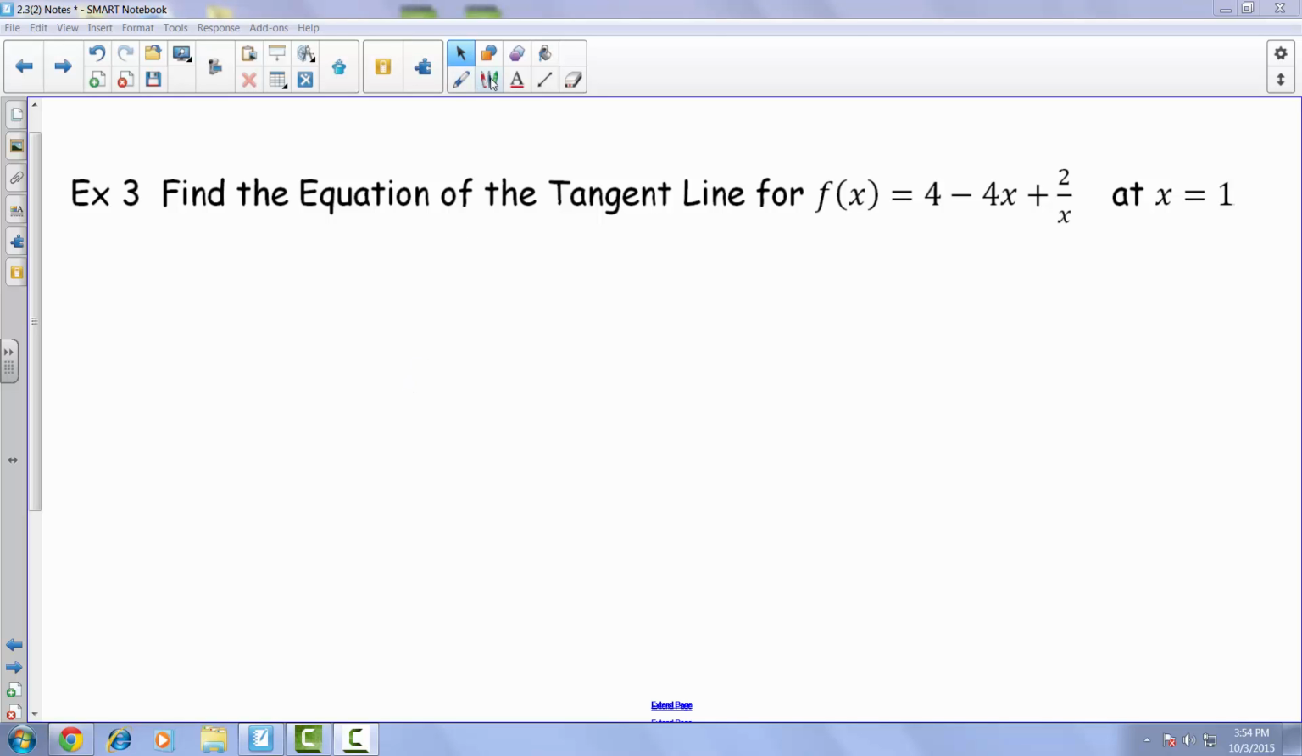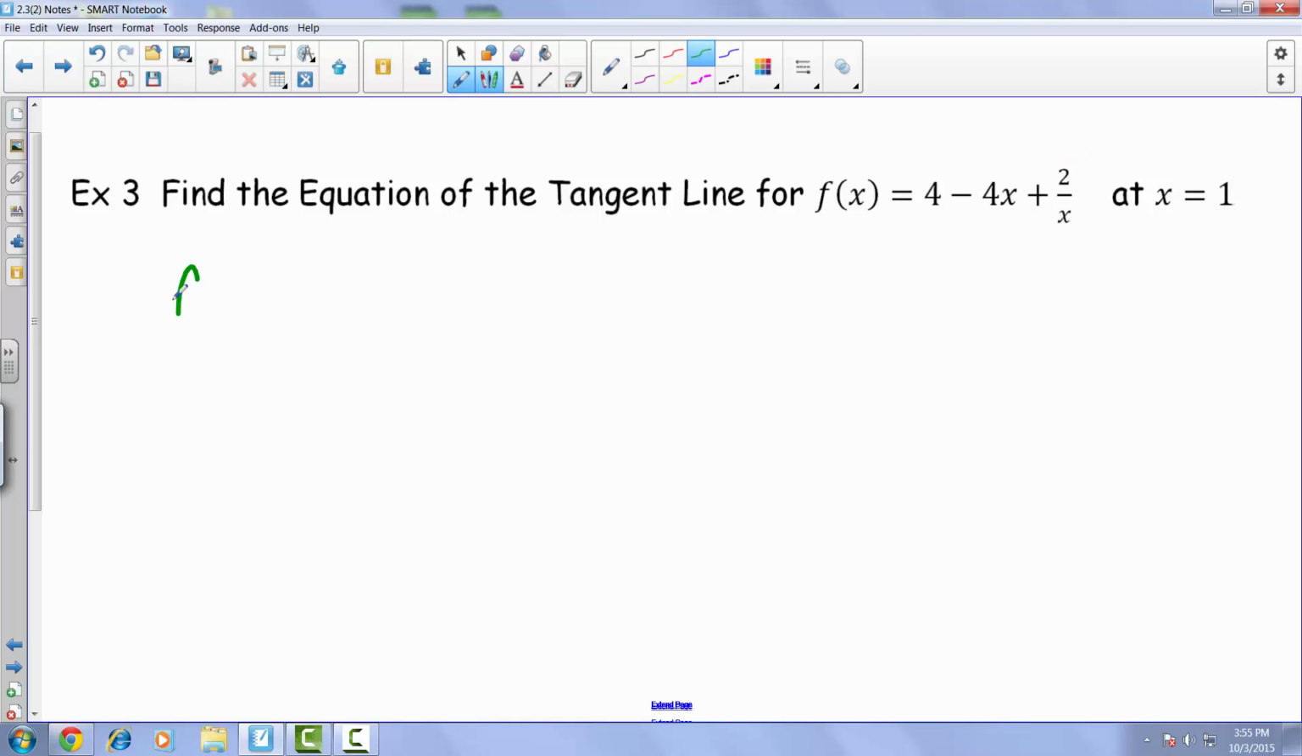Here we are at example 3 from our 2.3 notes. We're asked to find the equation of the tangent line for this particular function at this particular x value. Now, anytime we're trying to figure out the tangent line of a function, we know that we first have to find the tangent slope of it.